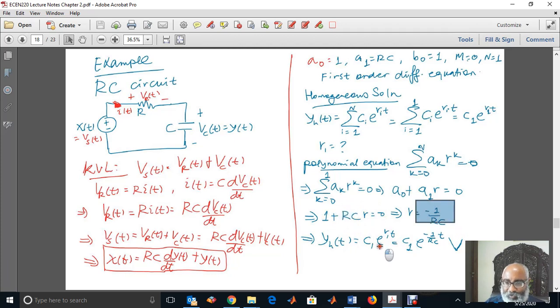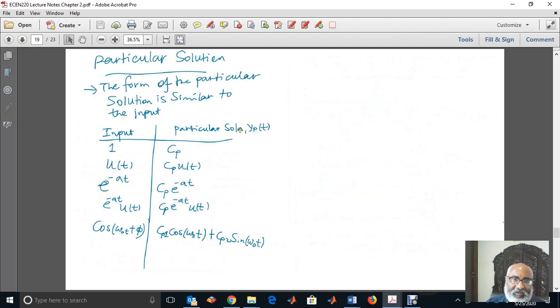Therefore, the homogeneous solution is C1 e to the power of r1 t, C1 e to the power of negative 1 over RC t. Now we find the particular solution. The particular solution will have the same form as the input. What does it mean? For example, if the input is a constant 1, the particular will be constant also.